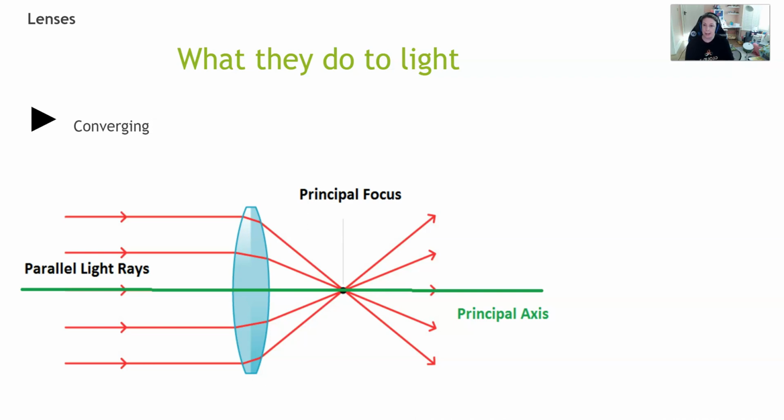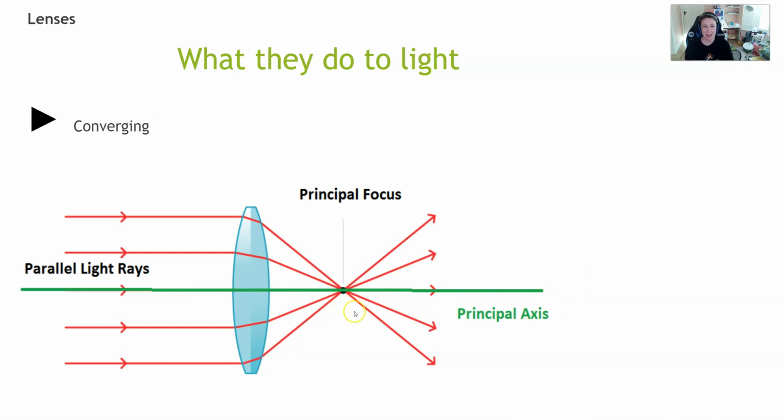Okay, lenses. So there are two types of lenses you need to know about. The first one is a converging lens. So what a converging lens does is if rays of light come into the lens, here's the lens here, these are the rays, they're all parallel to each other, they will converge or join together at a point. That point is called the principal focus. And the point is, in this case, on this line in the middle, which is called the principal axis.